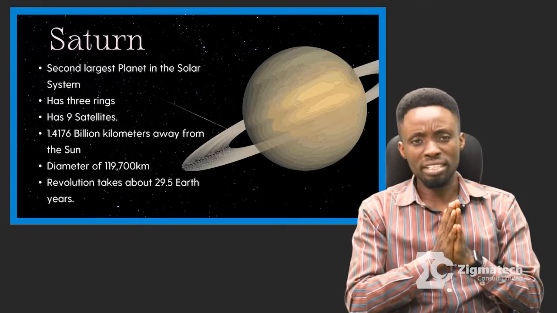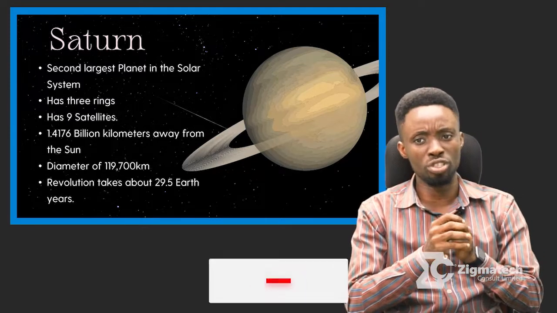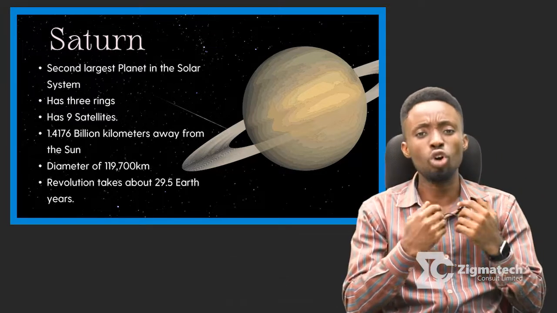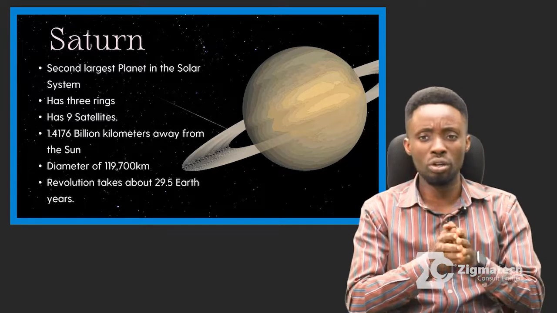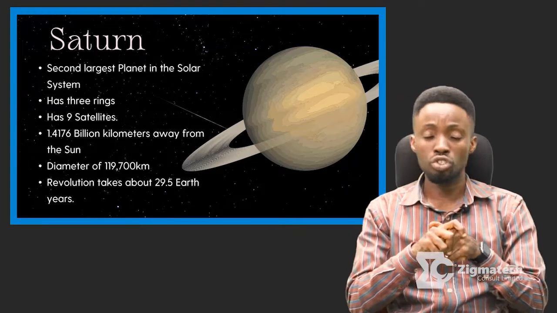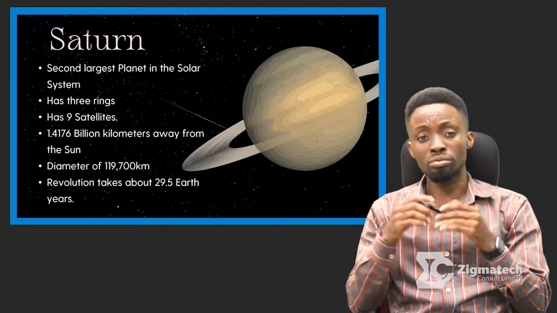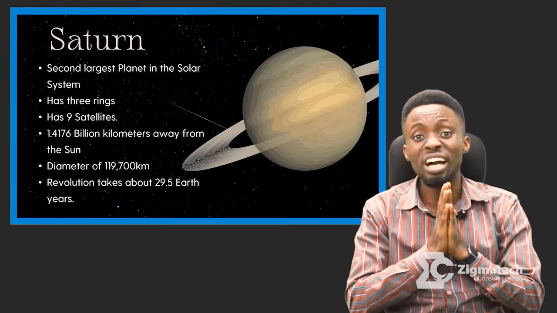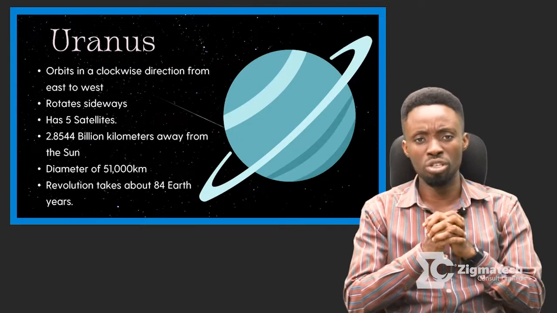Now, the planet Saturn is 1.4176 billion kilometers away from the Sun, and it has a diameter of about 109,700 kilometers. For planet Saturn to go around the Sun, it takes about 29.5 Earth years. So, for a complete revolution of planet Saturn, we are going to spend 29 and a half years to be precise. So let's look at the next planet, called Uranus.